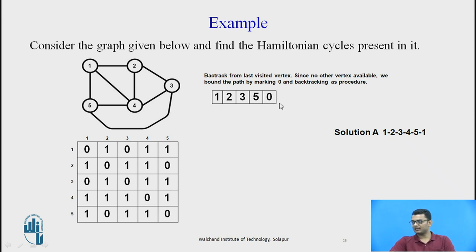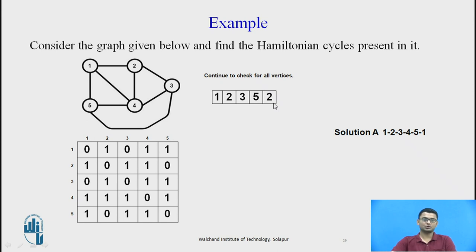Now I will start again finding solutions from 1 here. I cannot visit 1 because 1 has already been visited. I also cannot visit 2 again because 2 has been previously visited in our solution. 3 also cannot be visited since it has been visited previously. Now, I can visit 4, but I have to check whether there is an edge from 5 to 4. It shows that there is an edge from 5 to 4. So visiting 4 after 5 is completely possible.